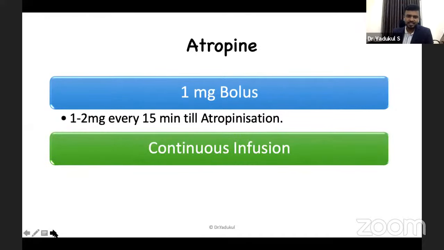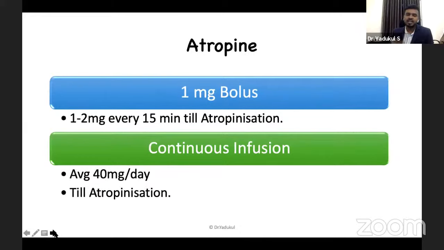And the second option is continuous infusion of atropine. What is the dose? The average dose is 40 milligram per day. You can continuously infuse atropine till there is atropinization. So atropine is the drug of choice for OP poisoning. Two options. One, you can give bolus. And second, you can give continuous infusion till the person reaches atropinization.